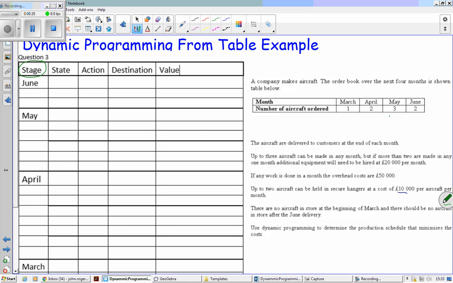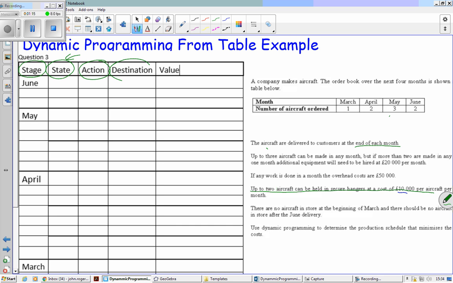Stage is just the month that we're considering in this context. State, if we look at the example here, it's all about aircraft and about storage of aircraft, because we can see here the aircraft are delivered to customers at the end of the month, and there's some key information here. It also says up to 2 aircraft can be held in secure hangars at a storage cost of £10,000 per aircraft. So the state is the number of aircraft held in storage at the beginning of the month. The action is the number of aircraft that are actually produced that month.